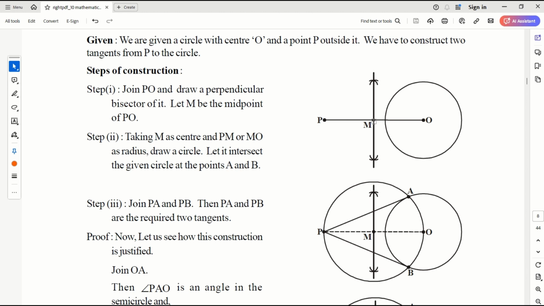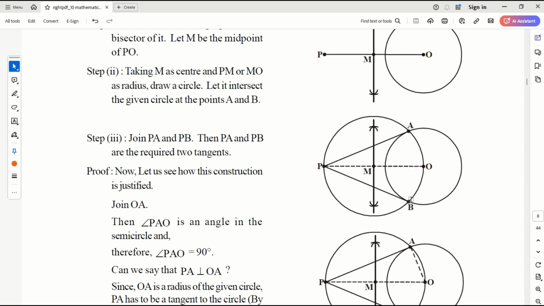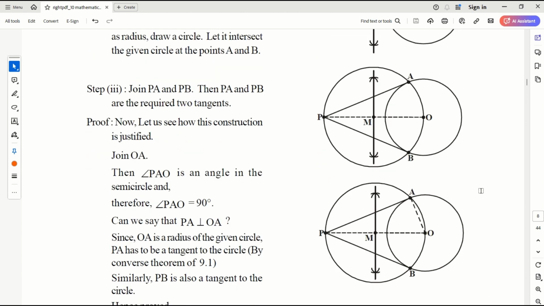Now using midpoint M, draw a circle with MP or MO as radius. This will cut the original circle at 2 points, A and B. Now from this point P, you can draw two tangents, PA and PB. They will touch at only 1 point. How do you prove it? It's very easy to prove.